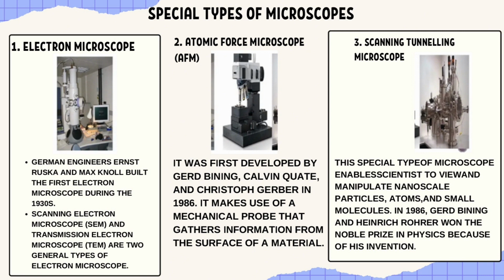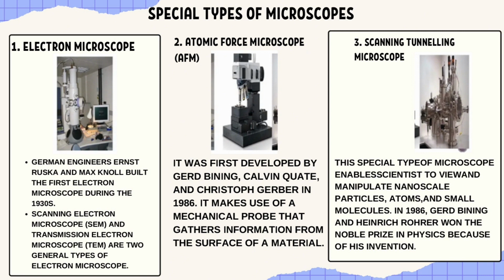Additionally, there are 2 types of electron microscope. We have the scanning electron microscope and the transmission electron microscope. So, ang main difference ng scanning electron microscope, SEM, and the transmission electron microscope or the TEM lies in their imaging techniques.